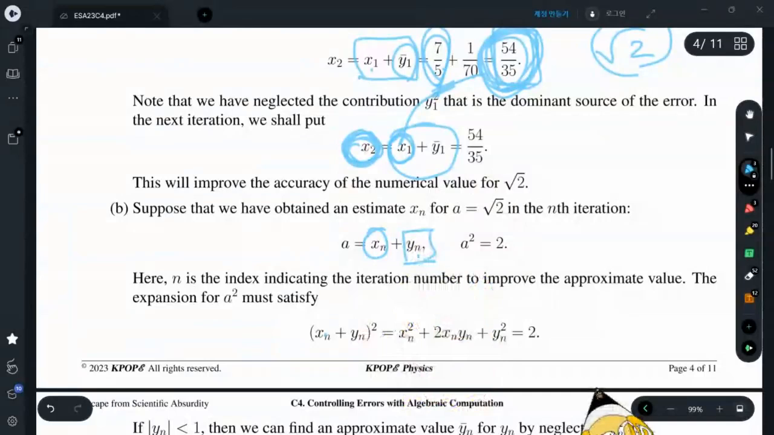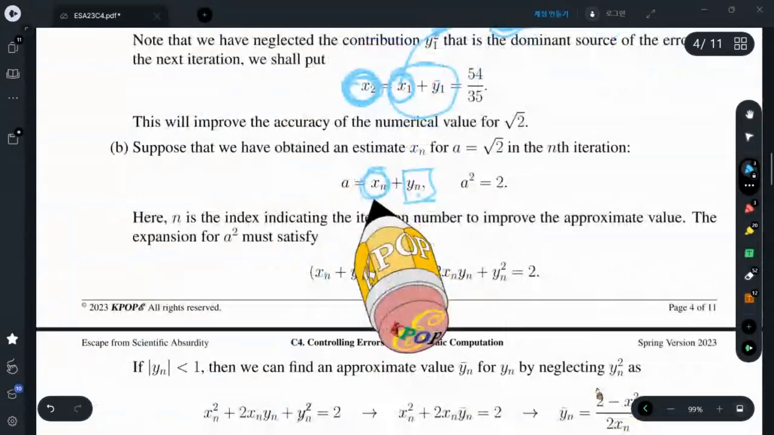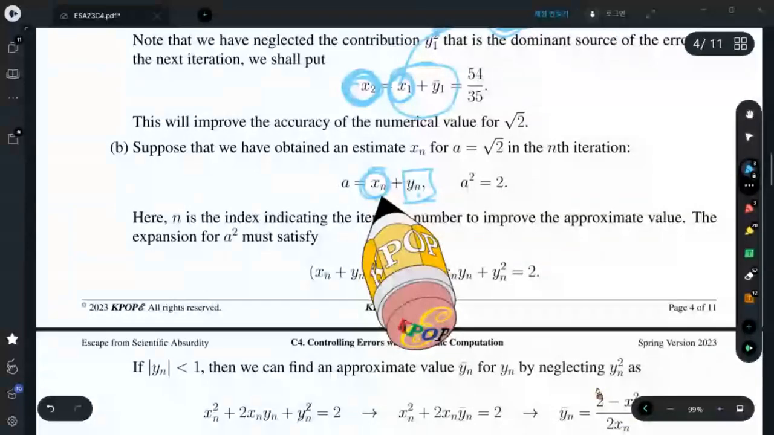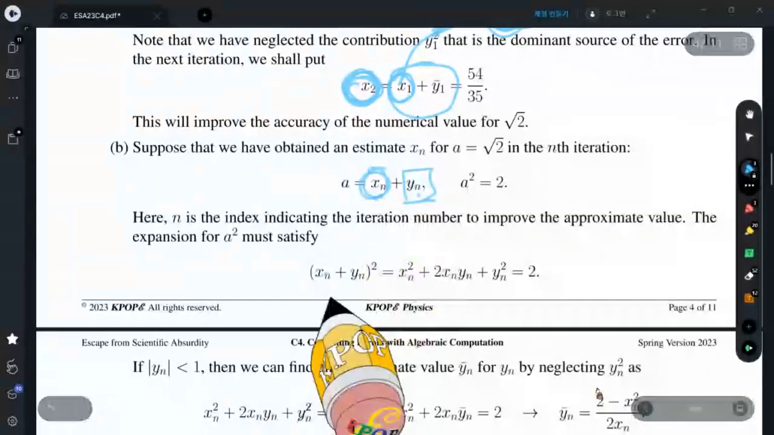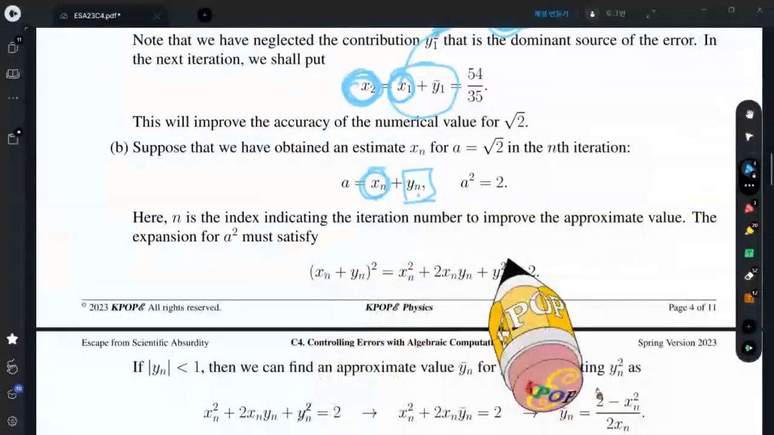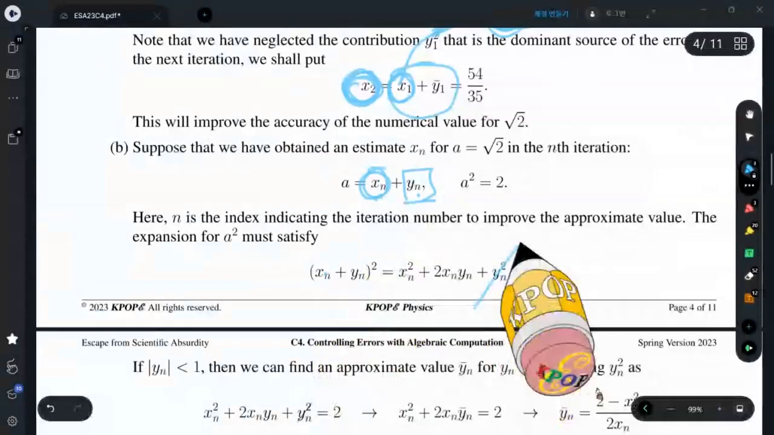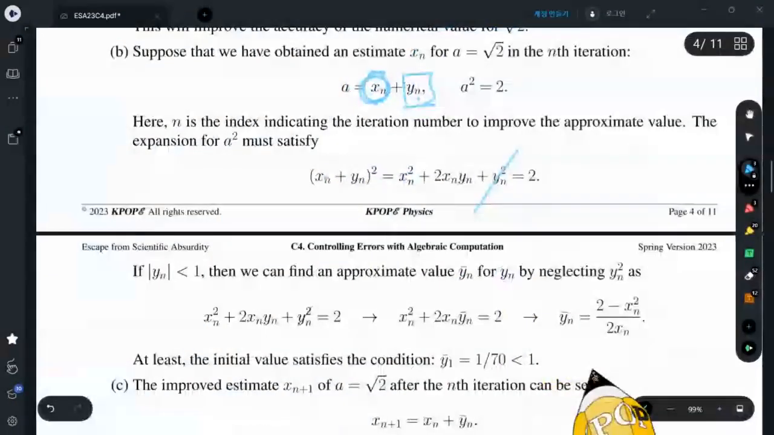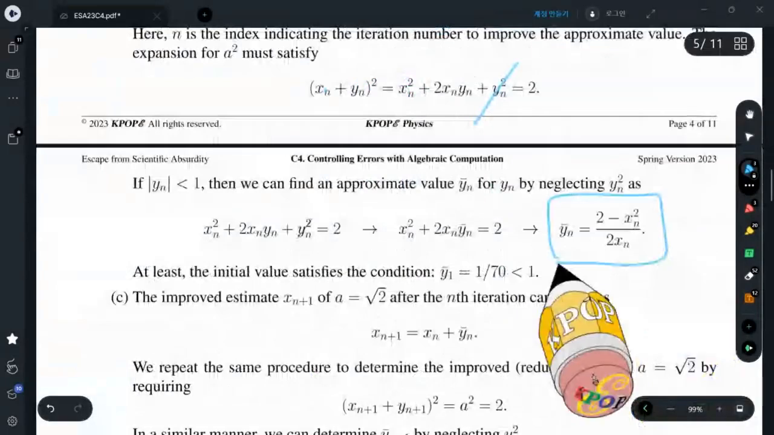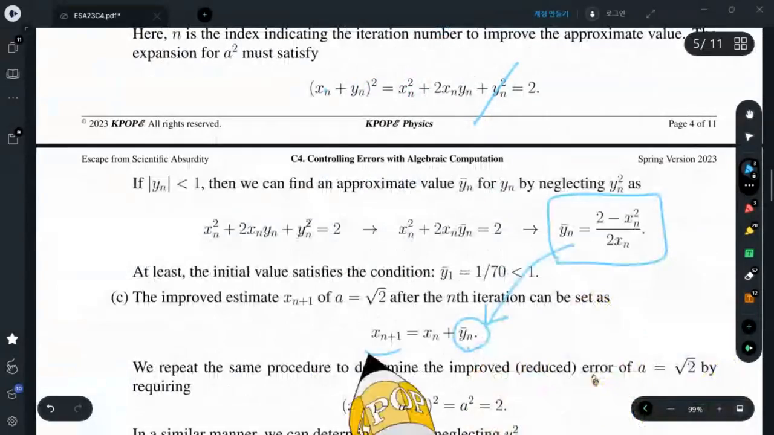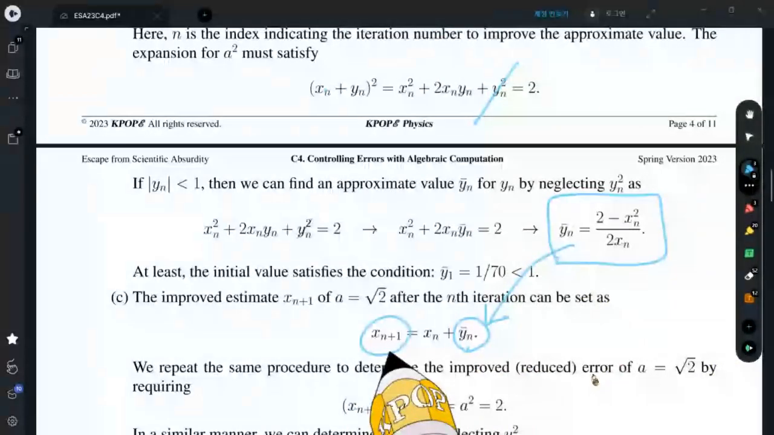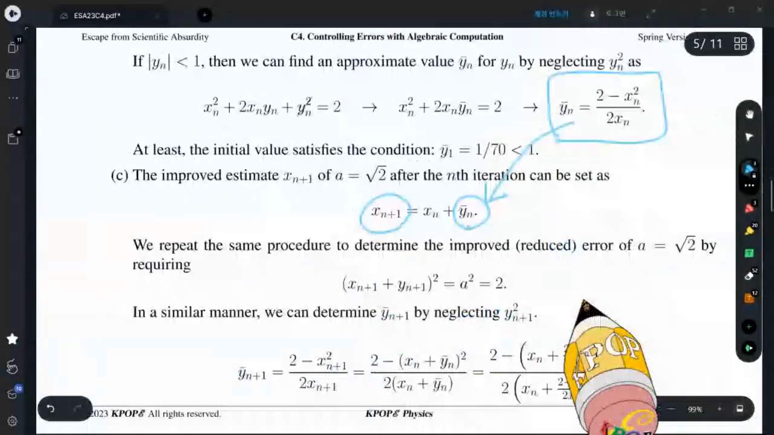Once I determine the value of xn, I can extend the calculation by neglecting yn squared, and again we can determine this value and then substitute this one to find the next, more accurate result, and repeatedly.